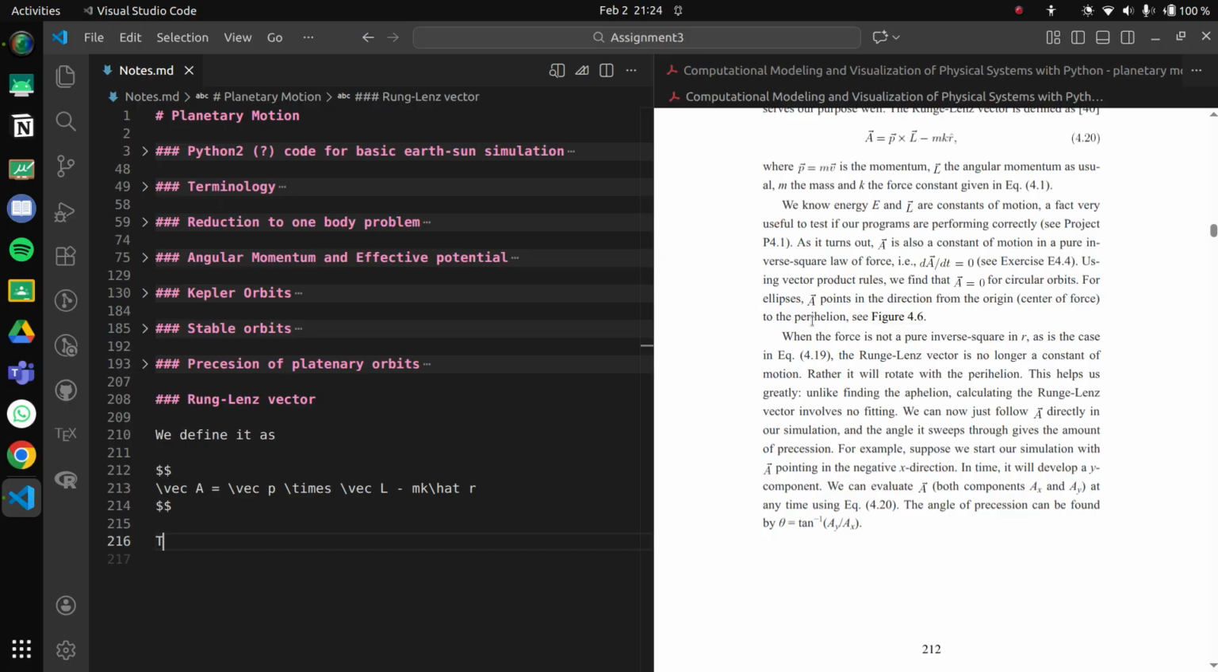Okay, so this is 0 for circular orbits, and this is a constant, by the way. It's a constant vector pointing to the perihelion, the negative x-axis basically.